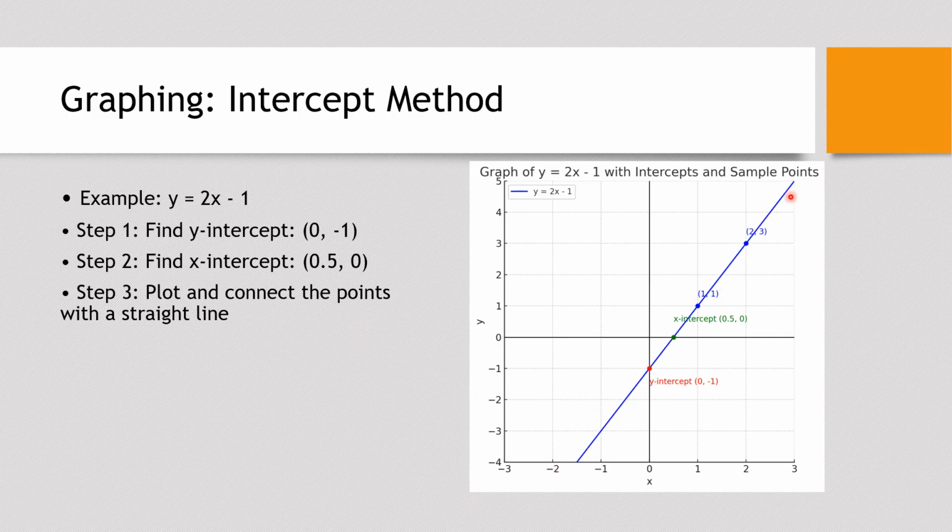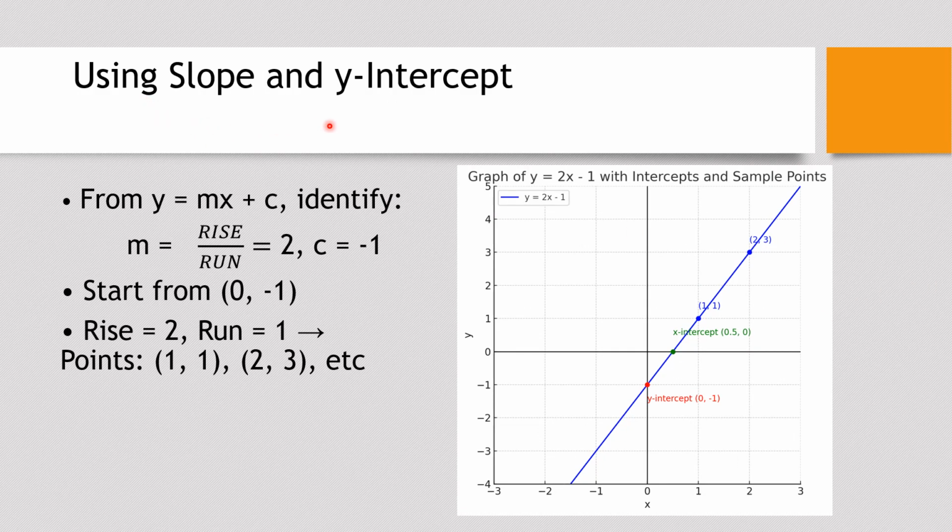When you see this graph, you can see the point here representing the intercept on the y-axis, and the point here representing the intercept on the x-axis. Then you use a ruler to join these points in a straight line. It is a graph representing the linear function y equals 2x minus 1, with this point as the intercept on the y-axis, and this point as the intercept on the x-axis.